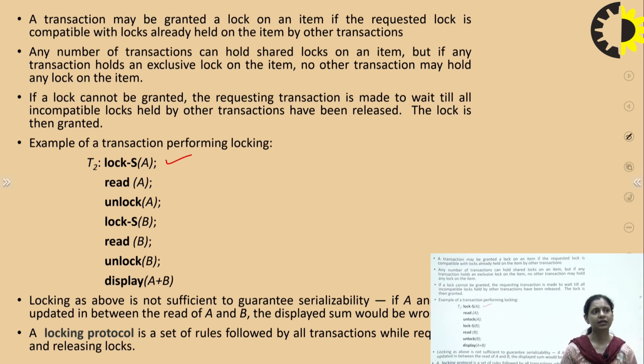If any of the data items has been locked, it needs to be unlocked so that other transactions may access that lock later on. So, locking as above is not sufficient to guarantee serializability. That is, if A and B get updated in between the read of A and B, the displayed sum would be wrong. So a locking protocol is a set of rules that are followed by all the transactions while requesting or releasing the lock.